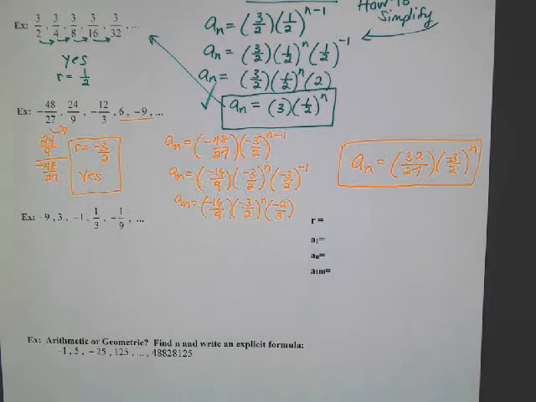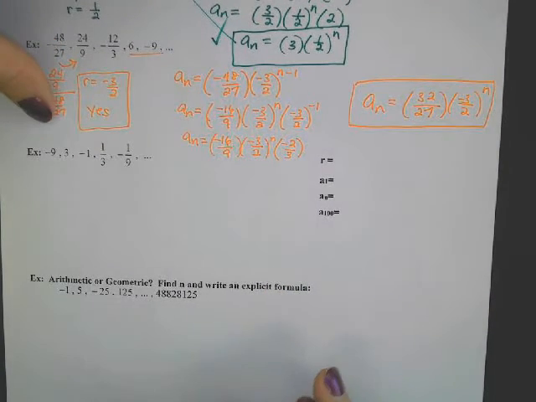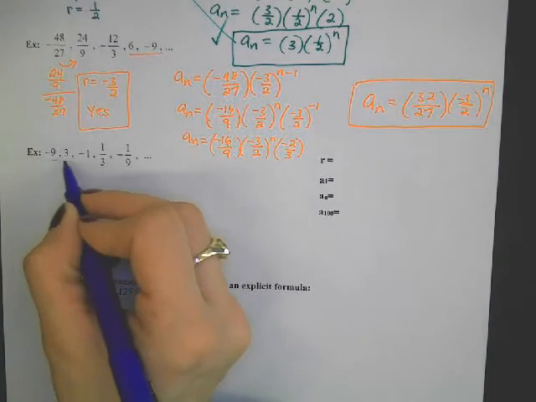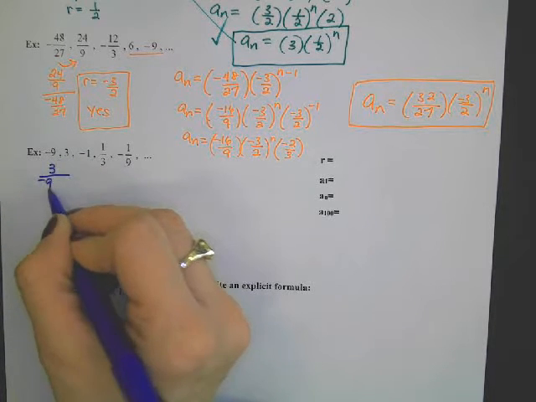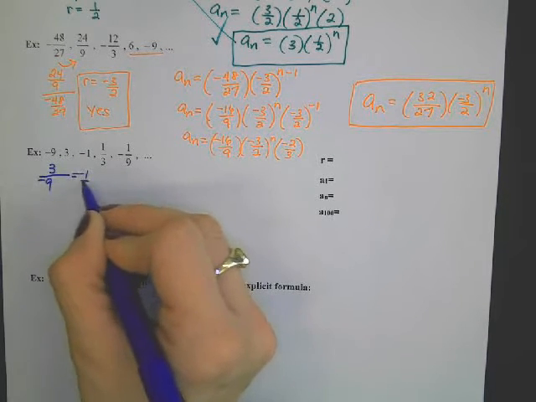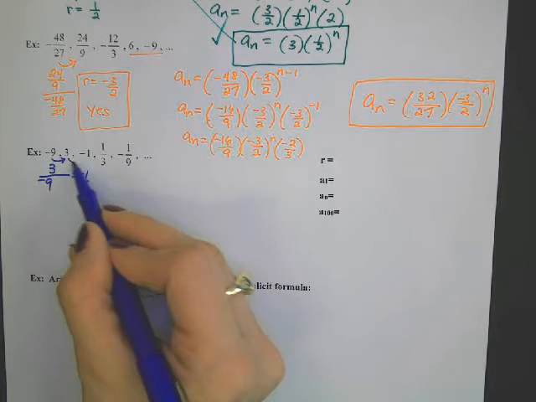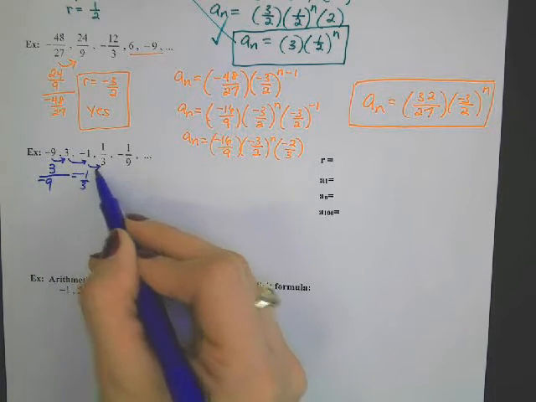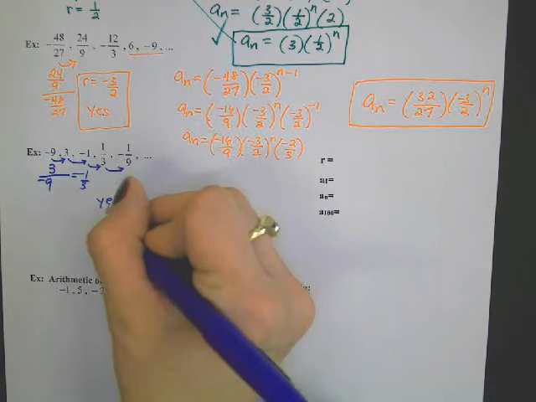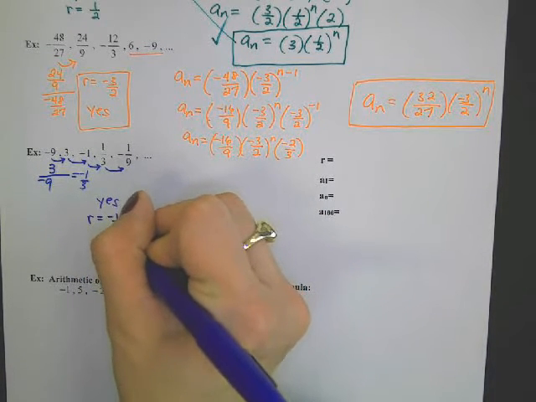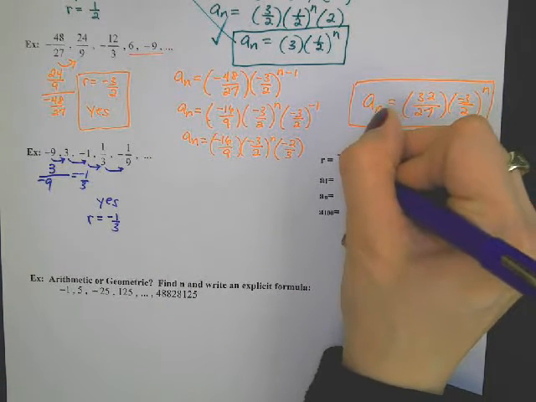Okay, looking at this next one. Is this one geometric? If you take one term, take 3, and divide by the previous term, the ratio there is negative 1/3. Is that true? Negative 1/3, negative 1/3, negative 1/3. Yes, this one is geometric. The ratio is negative 1/3. Okay, so the r value is negative 1/3.